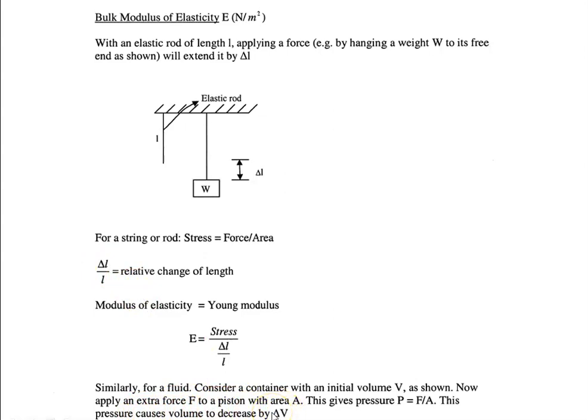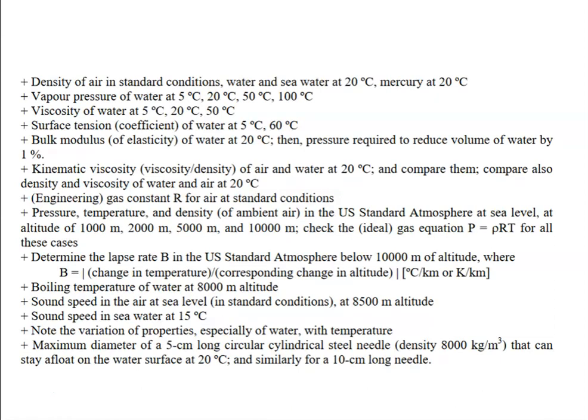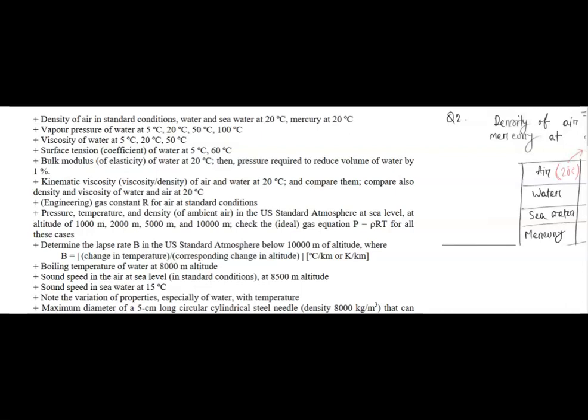We will solve one problem today, definitely. This is all the questions we have, and now we will start solving the problems. We already discussed some theories initially that we need to solve today's problem. This is the second question, and it asks the density of air at standard conditions, water and seawater at 20 degrees centigrade, and mercury at 20 degrees centigrade.